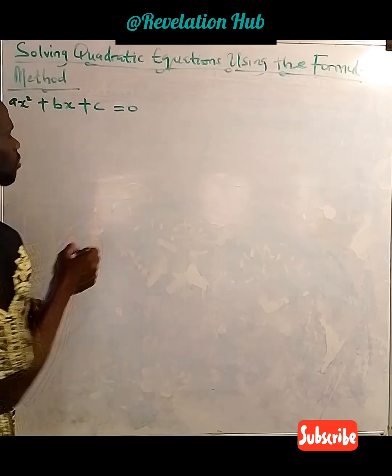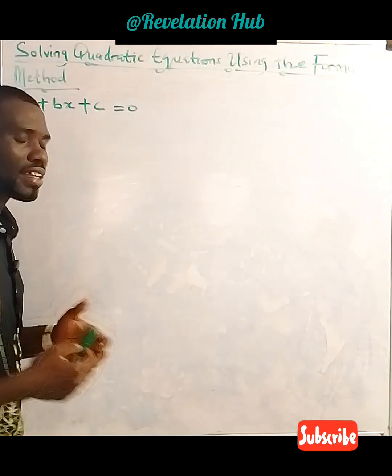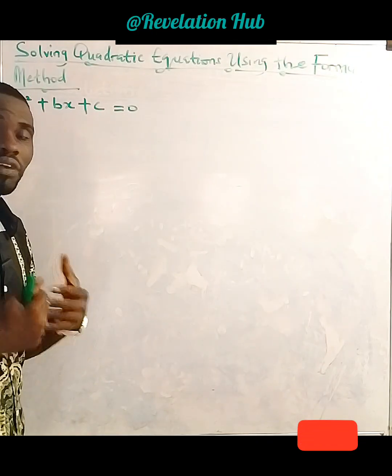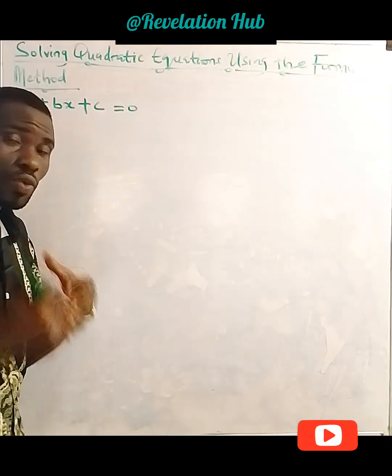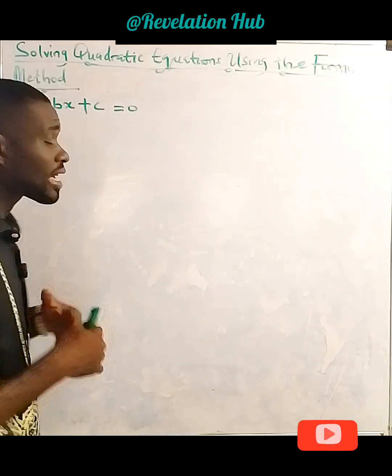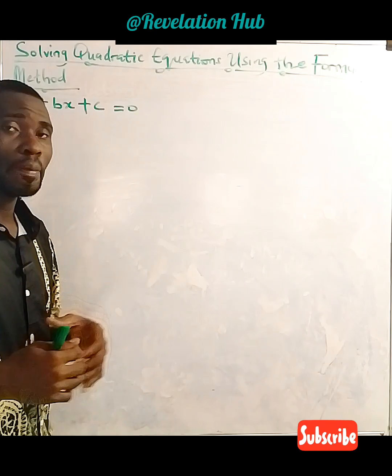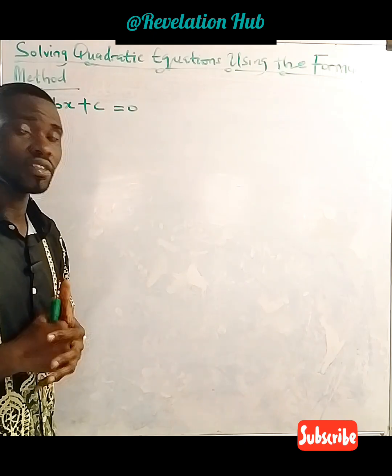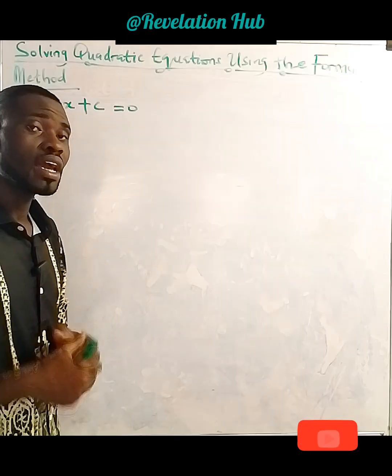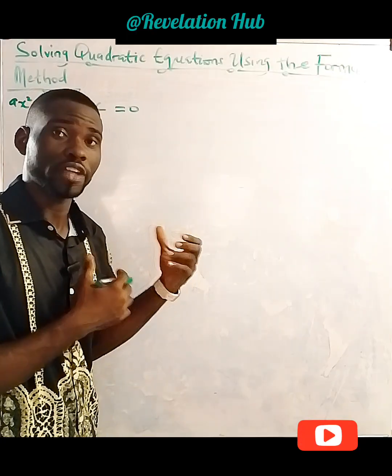So now we're going to derive a formula that will help us solve for the values of x, regardless of any kind of quadratic equation given to us. There's no way we can derive this formula without the help of the completing the square method. So if you've not gone through the previous lesson on completing the square, I urge you to do that quickly in order to keep up with what we are doing right now.